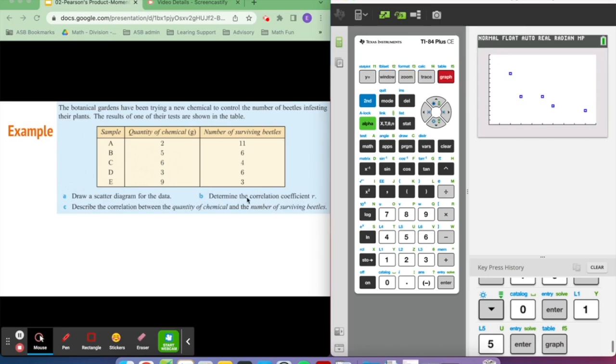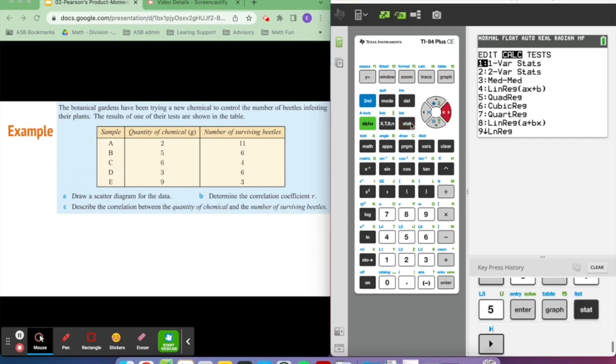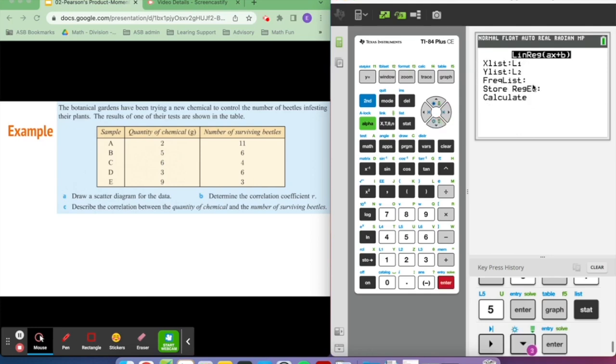Okay, the correlation coefficient, in order to do that, we need to run what's called a linear regression because we're looking at a linear regression here. How are we going to do that? We're going to go back on stats. We're going to calculate. Now, in the previous videos, we only had one variable, so we would do the first choice. But now we want to do a linear regression. So this is what we're going to get. Linear regression is our 4th option. We're going to tell our calculator that our x is in L1, our y is in L2. We don't have any frequency, and we are ready to calculate.